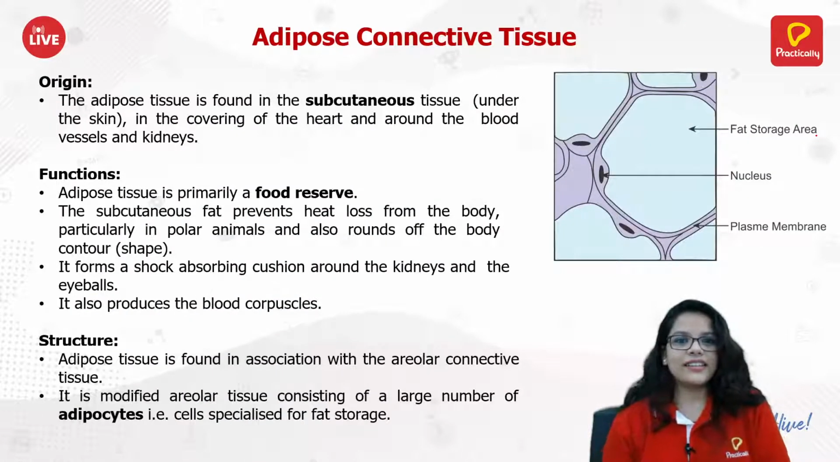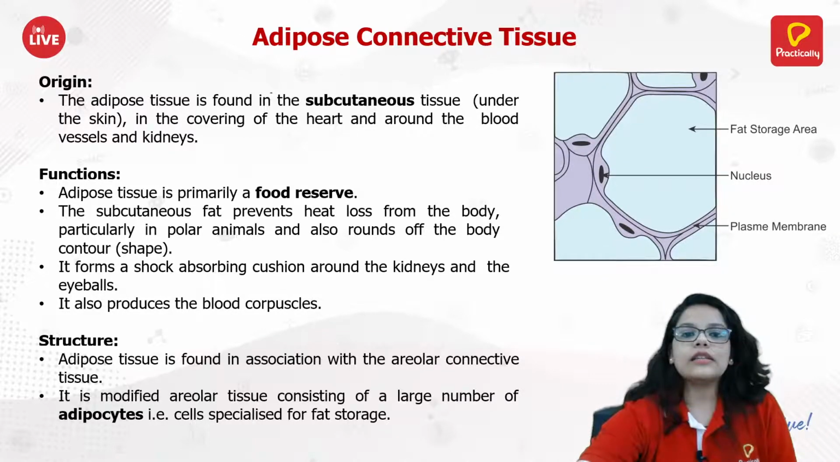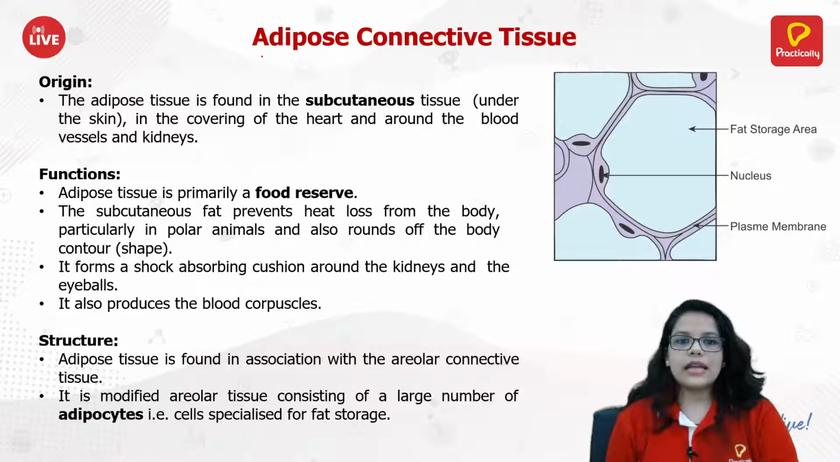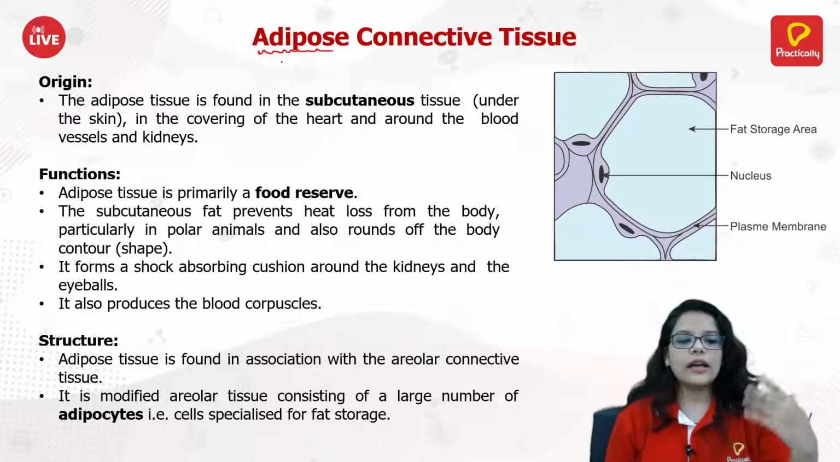Okay. Now, adipose connective tissue. Whenever you hear the word adipose, it means something related to fat. Always remember this. Whenever you hear adipose, adipocyte, adipose cells, etc., almost always it is related to fat. So what is adipose connective tissue?